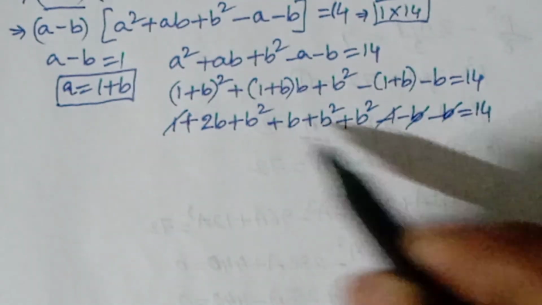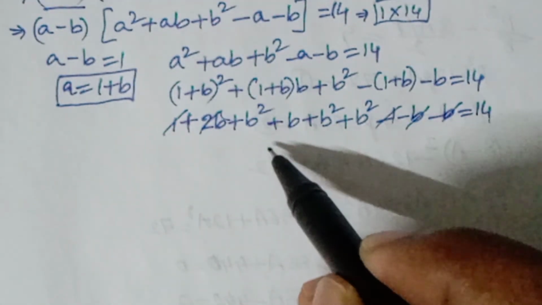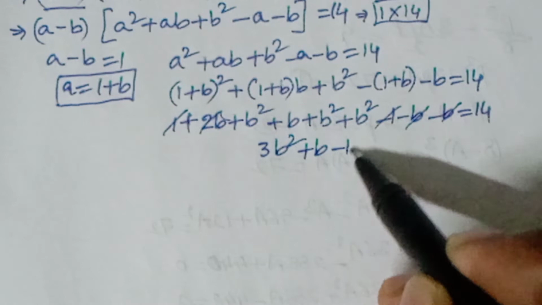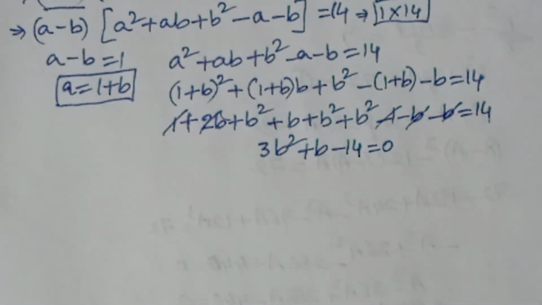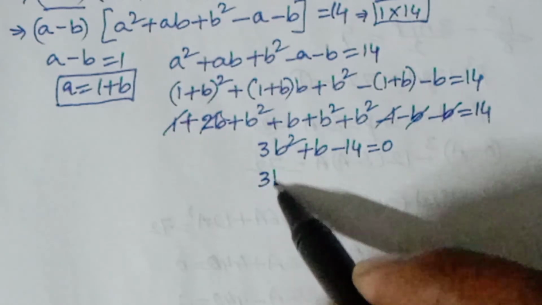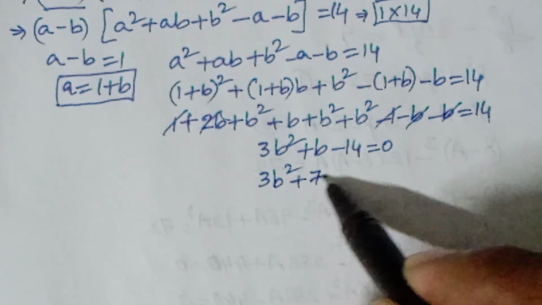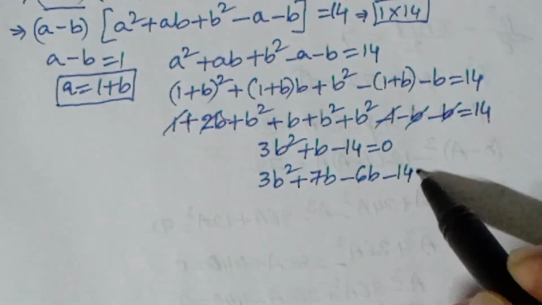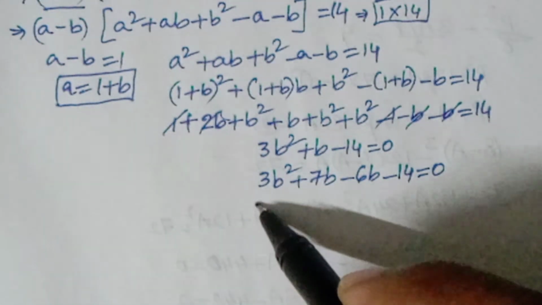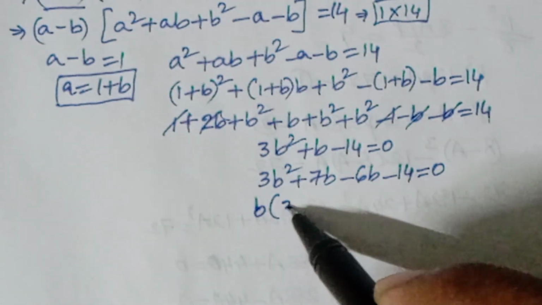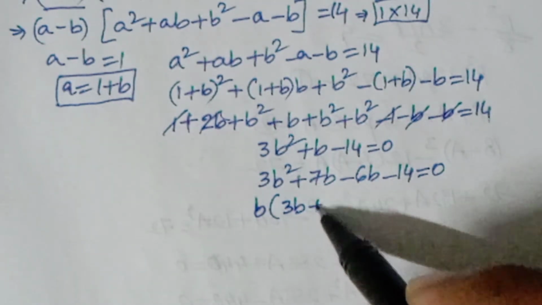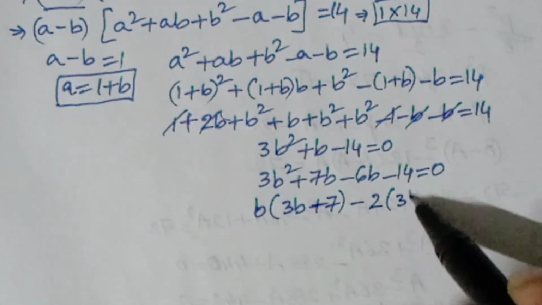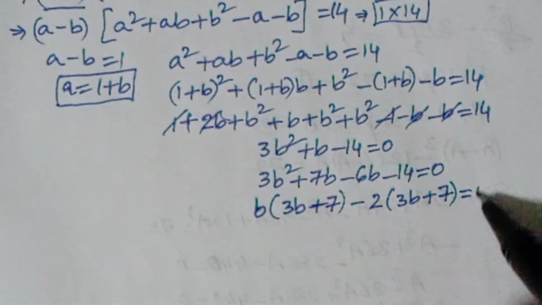So here you can cancel positive and negative values. The 1s and 2b will get cancelled. So what is left here: 3b square plus 7b minus 14 equal to 0. So here you can write factors: 3b square plus 7b minus 6b minus 14 equal to 0. So here you can take b common, b into 3b plus 7 minus 2 into 3b plus 7 is equal to 0.